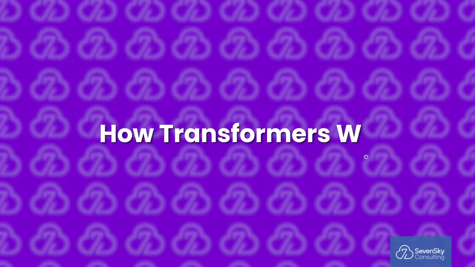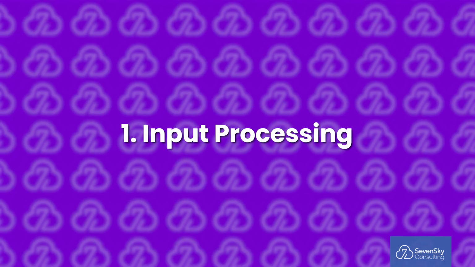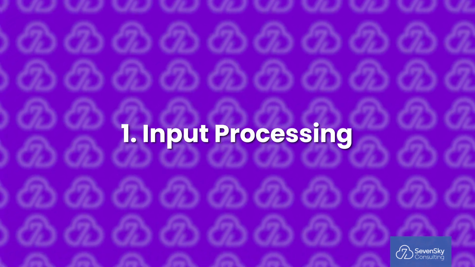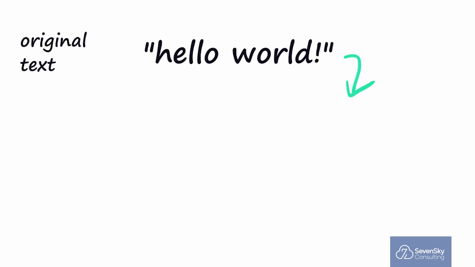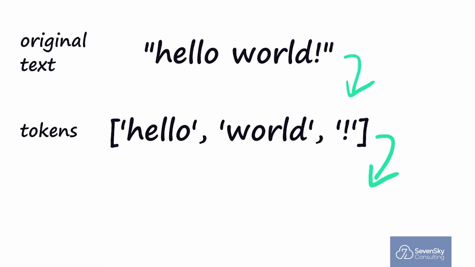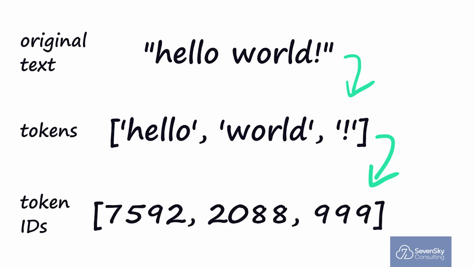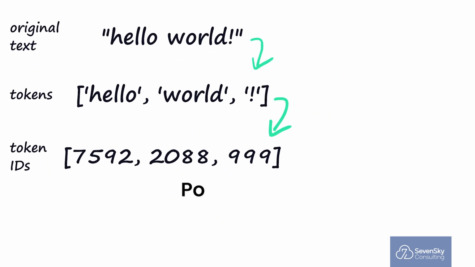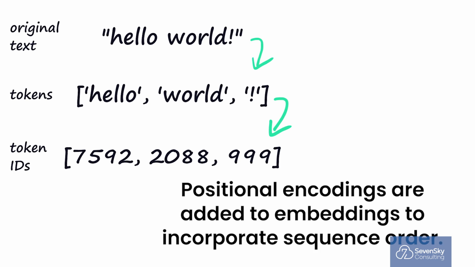How transformers work. 1. Input processing. Input data, for example a sentence, is tokenized, split into smaller parts like words or subwords. Tokens are converted into embeddings, numeric vectors representing meaning. Positional encodings are added to embeddings to incorporate sequence order.